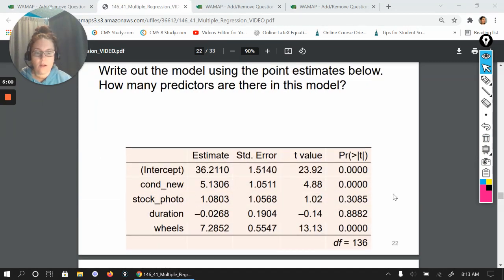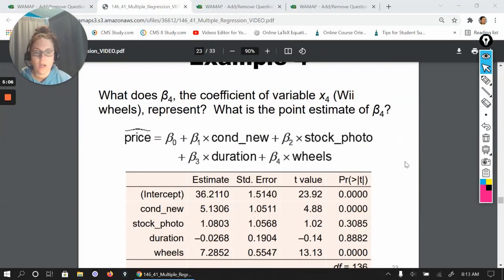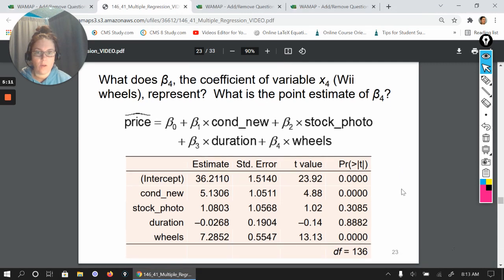Write out the model. Oh, that's the same one. Let's skip that. Example 4. What does beta 4, the coefficient of the variable x4, or the wheels, represent? What is the point estimate for beta 4? Okay, so the point estimate is b4, which equals 7.2852. This is how much you would expect to pay on average for a wheel.